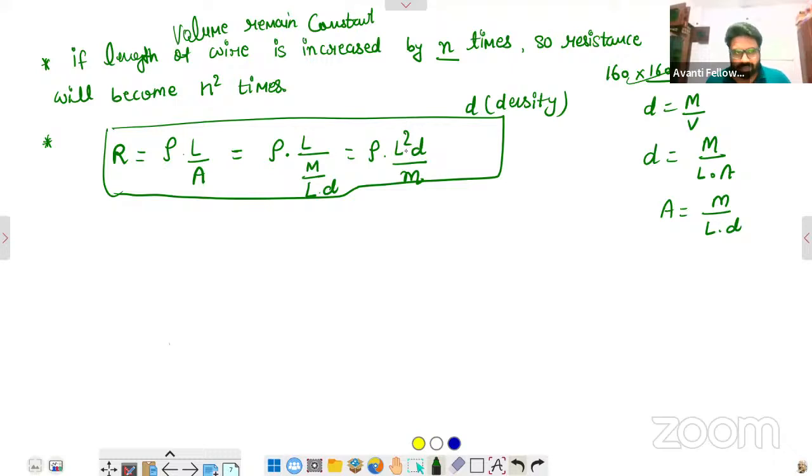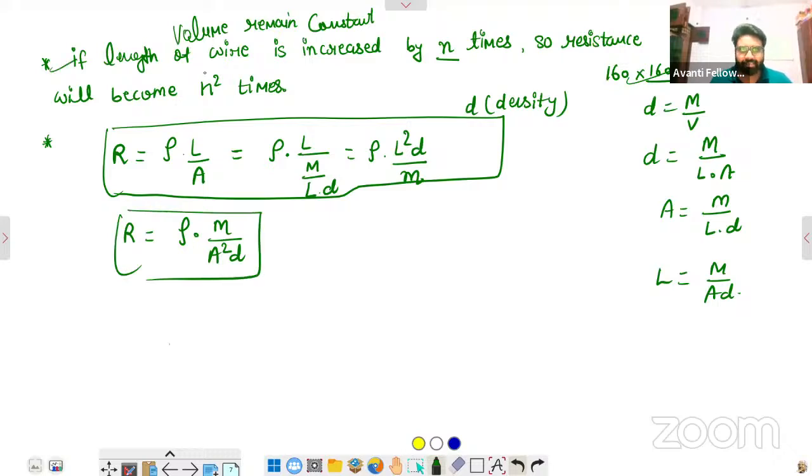And this is for the length. Similarly you can do it for the area. You can calculate this value in terms of L, m upon A d. So with respect to area, L will become m upon A d, and A is present here, so it will become A square times. So if length is increased n times, the resistance will increase n square times. If area is increased n times, then the resistance will decrease n square times. Okay, is it clear?